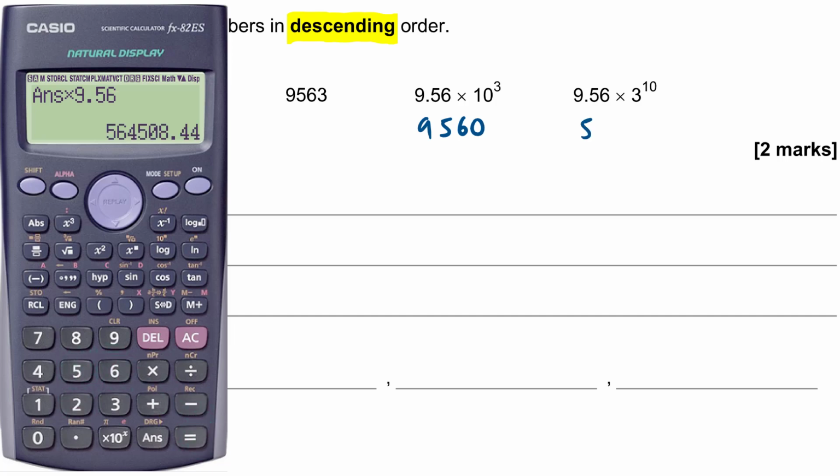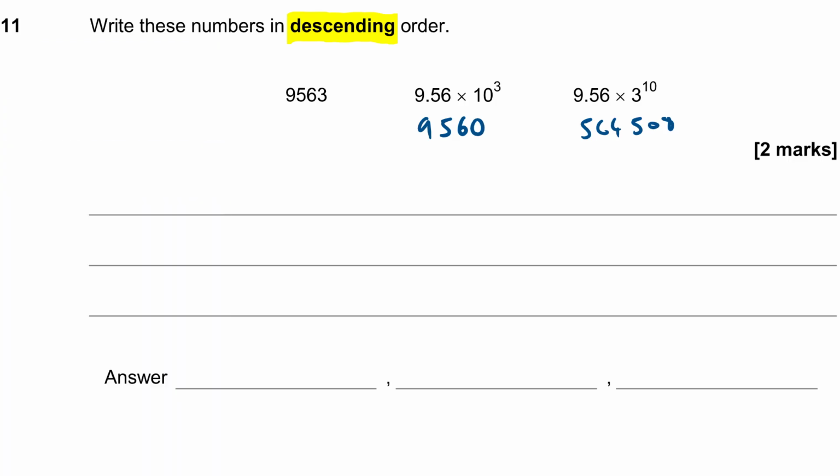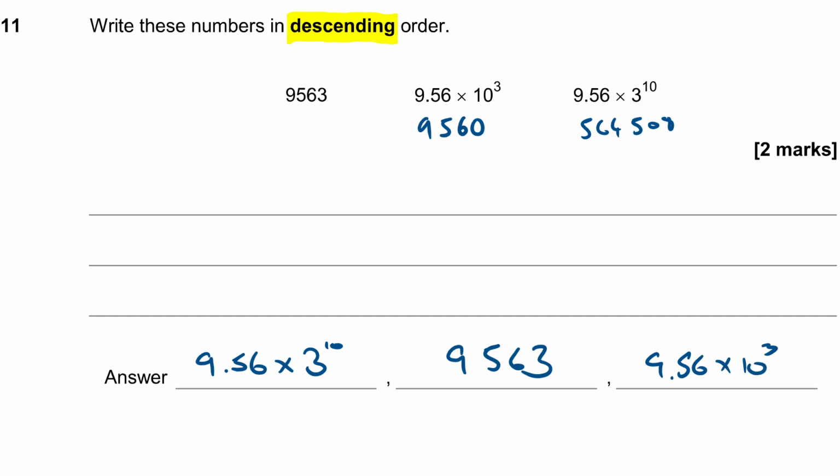564,508 roughly. So I think it's clear to say that that one is going to be the big one. So that is 9.56 times 3 to the power of 10. And then, which is the next biggest, or the next smallest? It's going to be the 9,563, and the smallest then is 9.56 times 10 to the 3. Notice I put them back into the form that they gave me when I wrote down the answers.